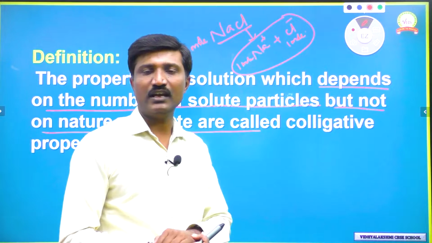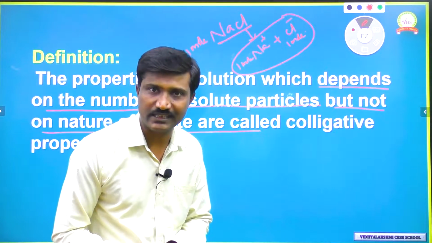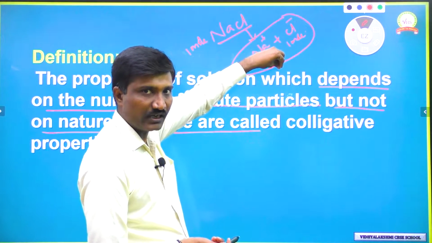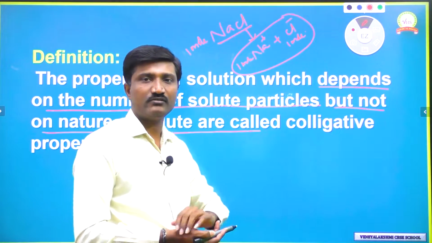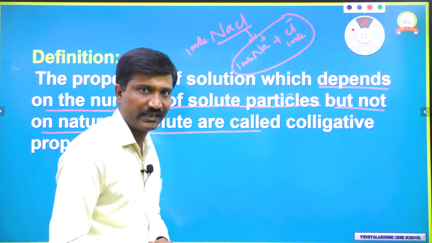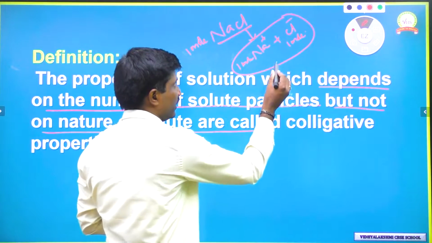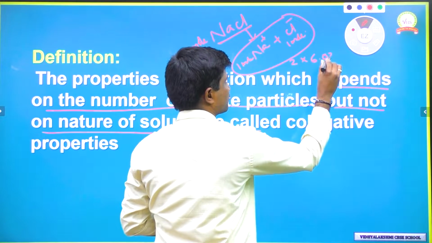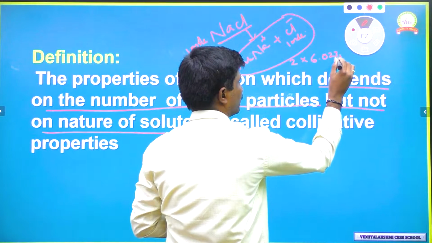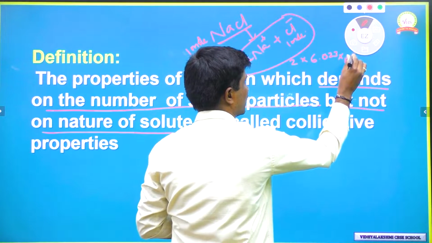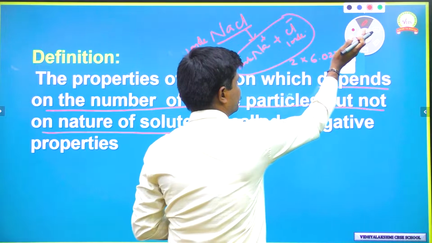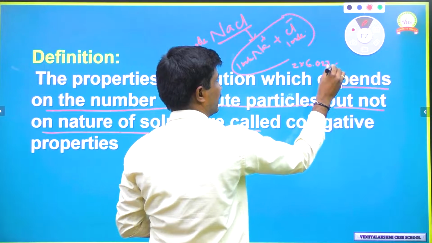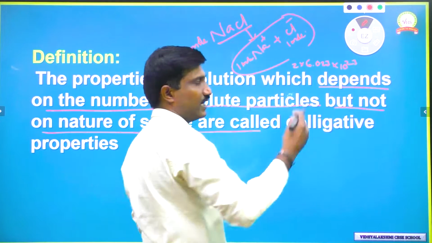Since one mole has 6.023 × 10^23 particles, when one mole of NaCl dissolves in water it finally gives 2 × 6.023 × 10^23 ions. So the total number of ions present is 2 × 6.023 × 10^23.